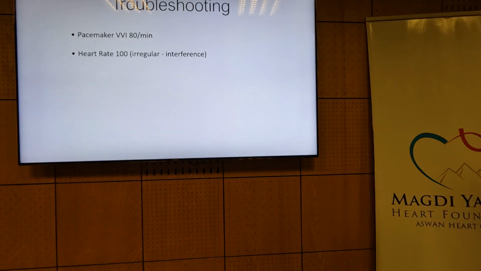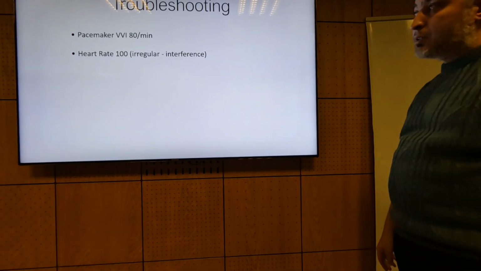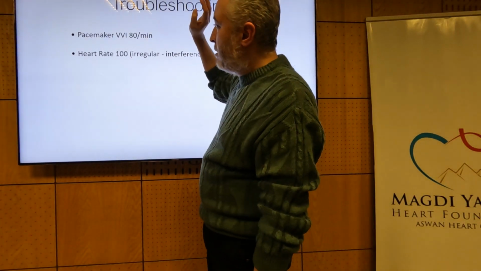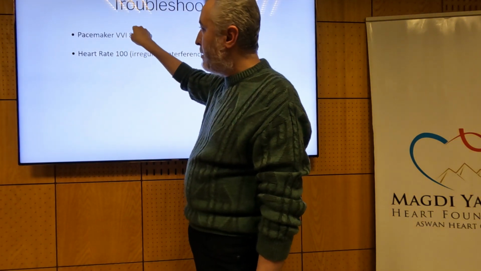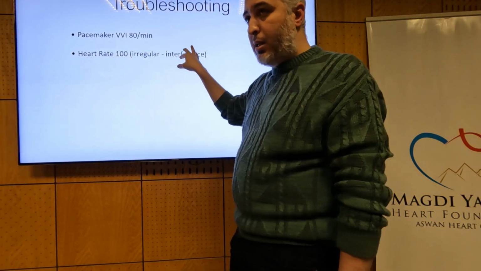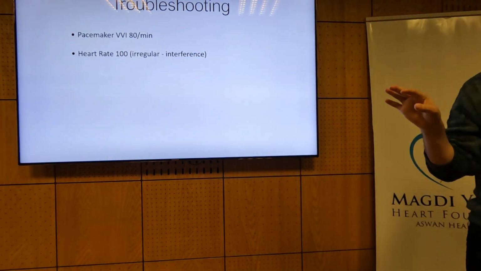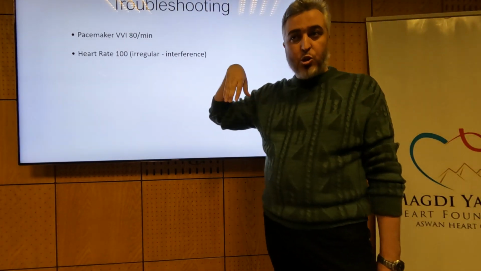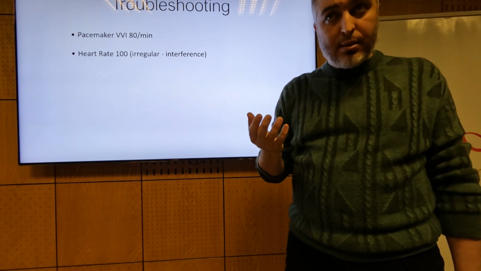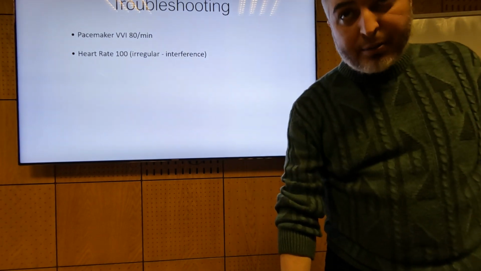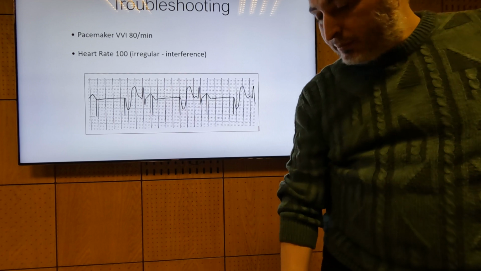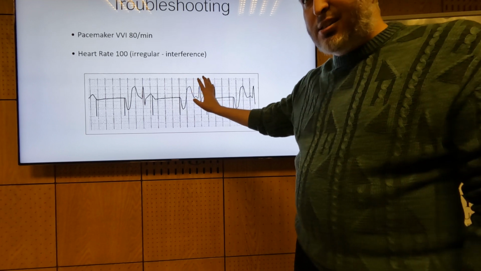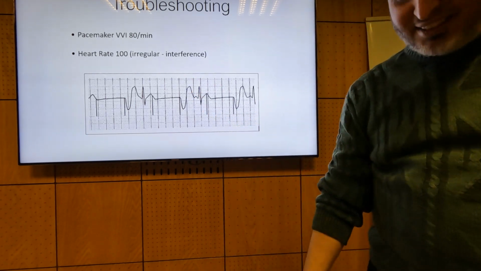Pacemaker VVI 80, yet the heart rate is 100 with irregular interference. So the heart rate is higher than the pacemaker, yet the pacemaker is still pacing. So the problem is the pacemaker is not sensing well enough. So the sensitivity number is too high. And then it can sometimes get R on T. Luckily, this did not go into VF.